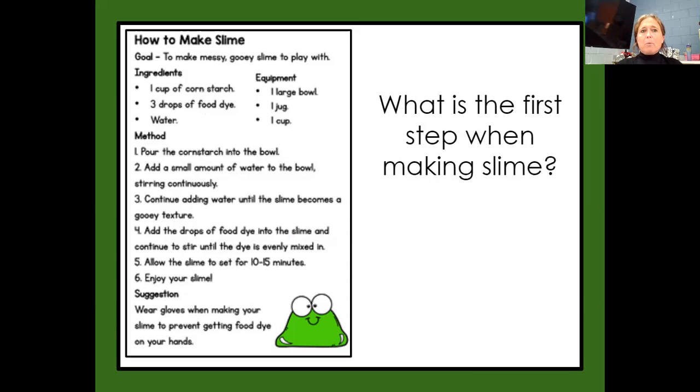What is the first step when making slime? We want to look under the directions or the method, and the first step is to pour the cornstarch into the bowl.